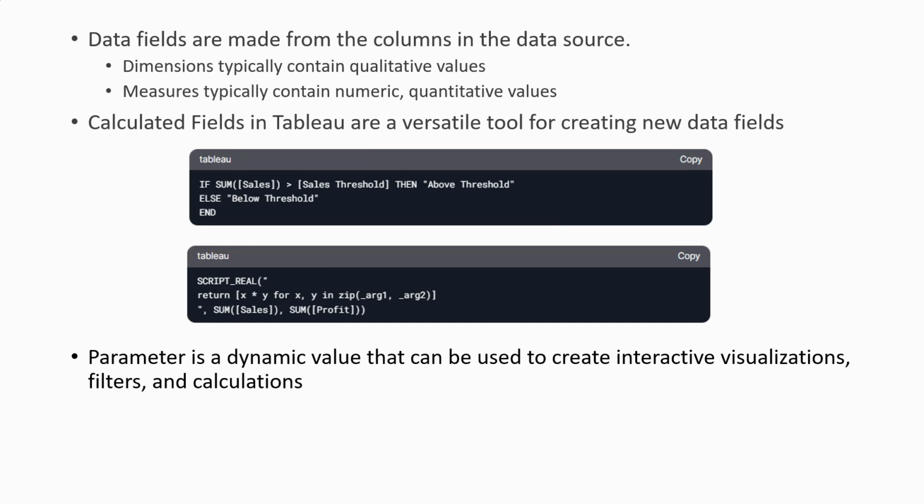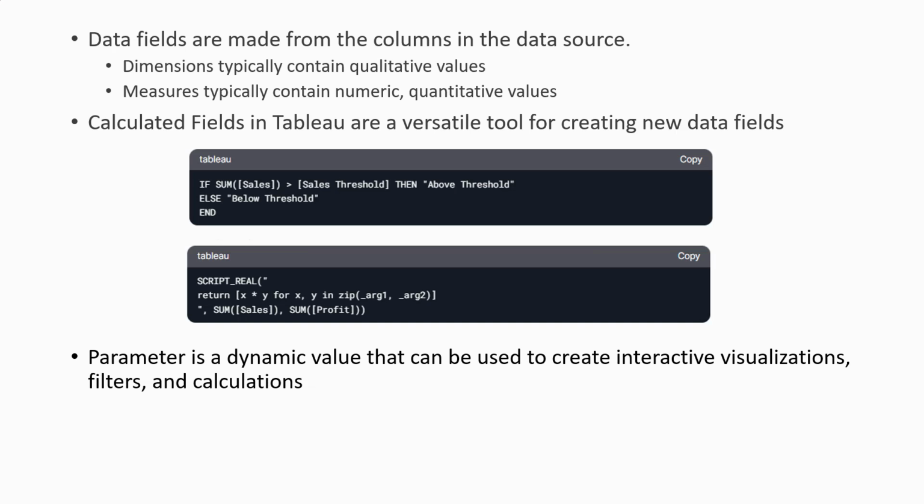And there are some fields which help you to create manually calculated values. In order to do that, we have something called calculated fields and parameters. Before going into that, the data in Tableau is maintained as data fields. The data fields come from the columns available in our data source, and basically the data can be either a qualitative value or a quantitative value. The qualitative values are represented as dimensions, and the quantitative values are numerical values represented as measures in Tableau.